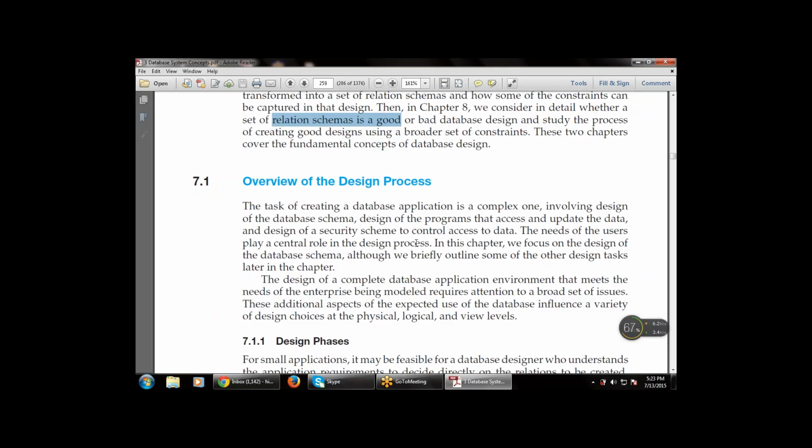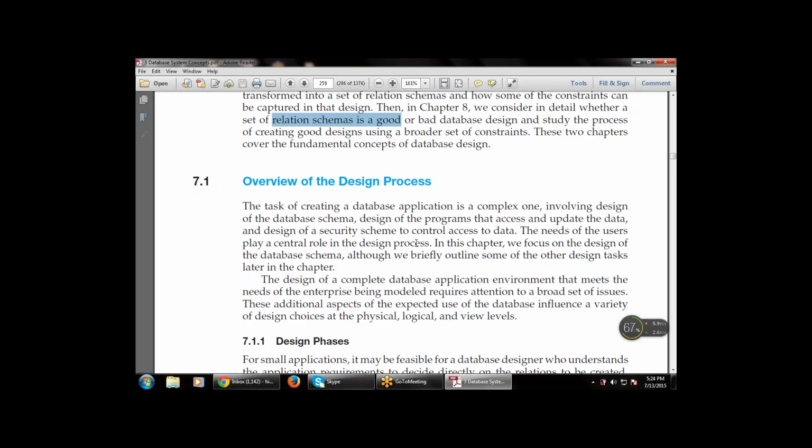The needs of the users play a central role in the design process. In this chapter, we focus on the design of the database schema, although we briefly outline some of the other design tasks later in this chapter. The design of the complete database application environment must also meet the needs of the enterprise being modeled, which requires attention to a broad set of categories.